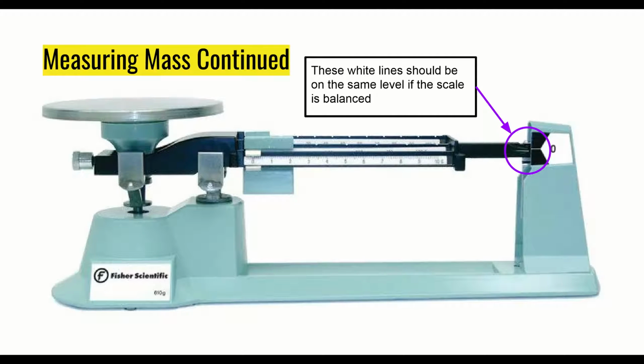So looking at our example, here's our triple beam balance, and those white lines I mentioned are right here, and you can see that these are more or less balanced. They're actually not perfect, but pretty close, where these white lines should be on the same level if the scale is balanced. So say we had an item here, we'd then see, okay, are these things balanced? If they are, then we'd read the numbers on here.